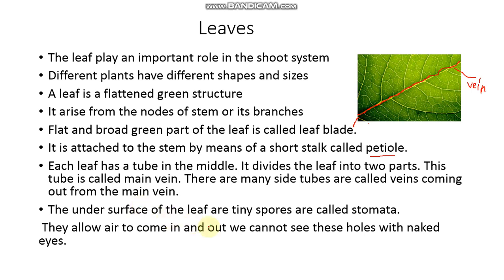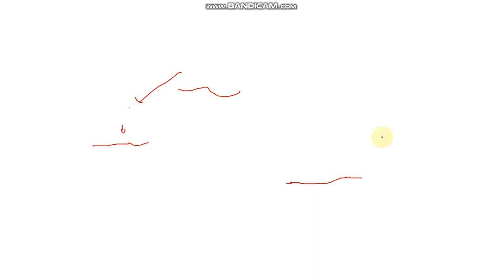Under the surface of leaves are tiny pores called stomata. They allow air to come in and out. We can't see these holes with the naked eye.